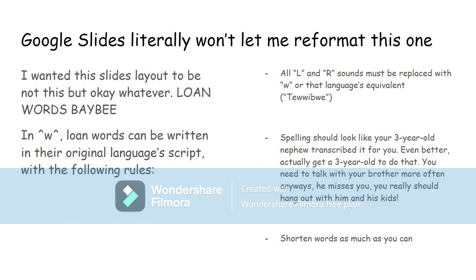Spelling should look like your 3-year-old nephew transcribed it for you. Even better, actually get your 3-year-old nephew to transcribe it for you. You need to talk with your brother more often anyways. He misses you. You really should hang out with him and his kids.